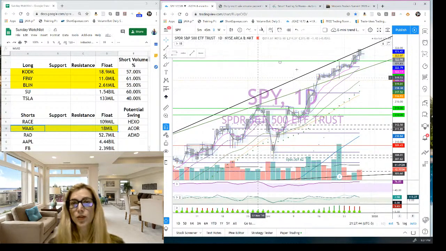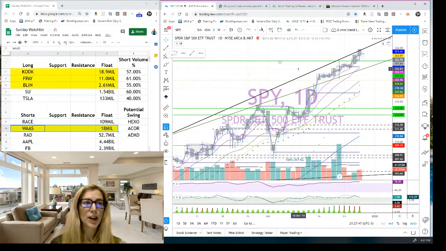This is TradingView. I do use TradingView for all of my charting. Awesome, thanks Elysium. I appreciate that feedback.